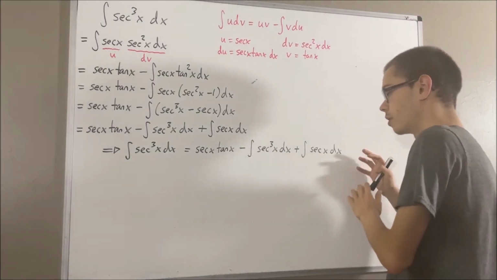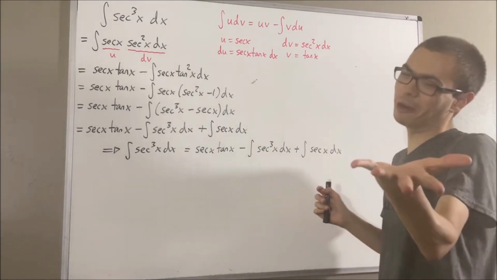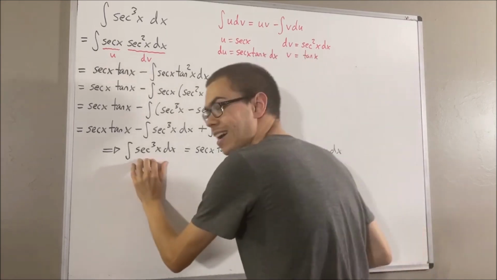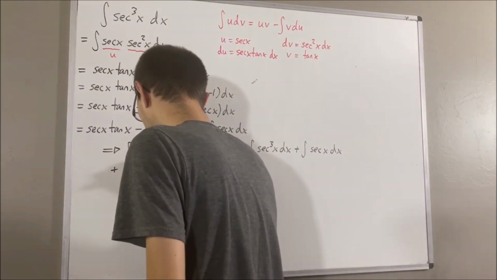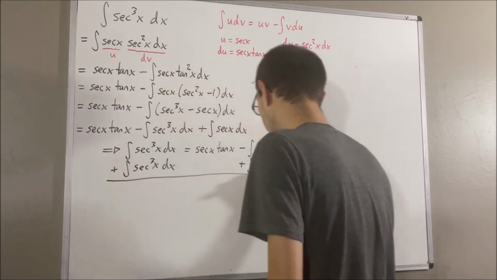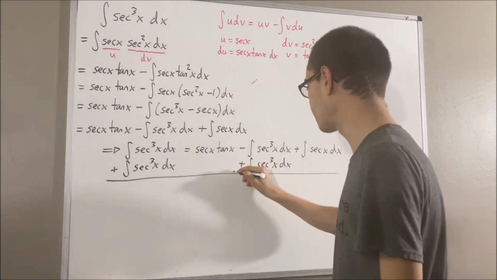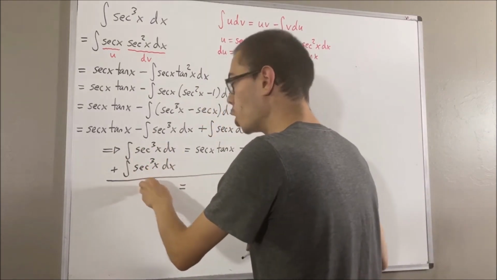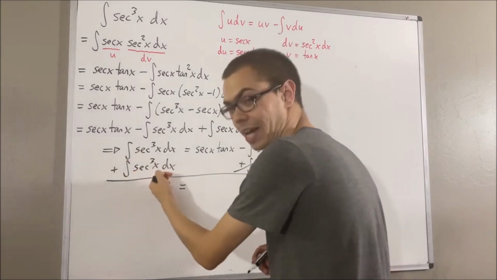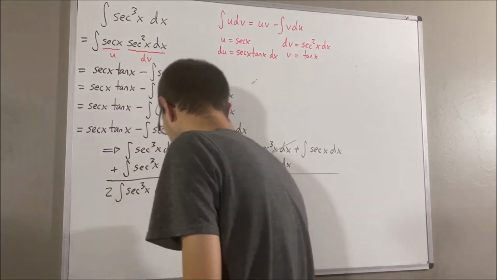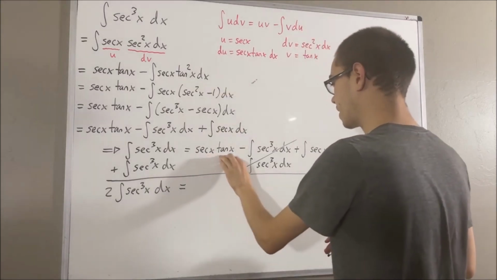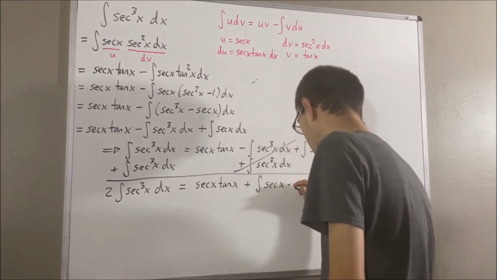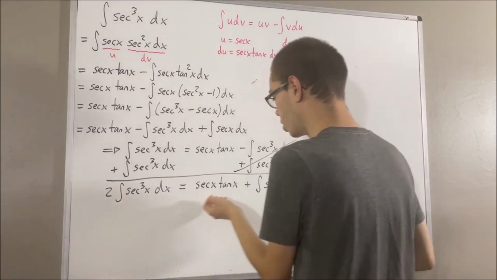But what we can do is use algebra. We can add the integral of secant cubed x dx to the other side of the equation. If we do that, we see that this goes away, and what we're left with on the left side of the equation is 2 times the integral of secant cubed x dx. And this is just equal to secant x tangent x plus the integral of secant x dx. And then let's just divide by 2 on the other side.